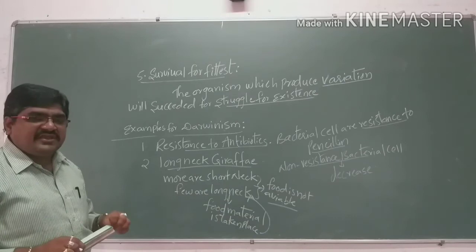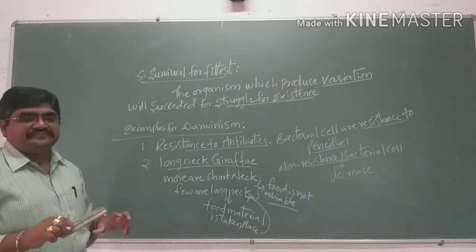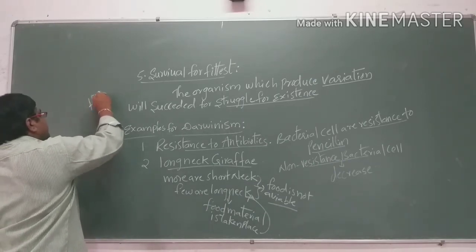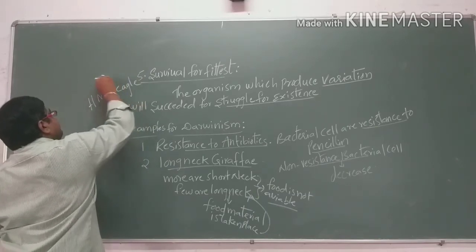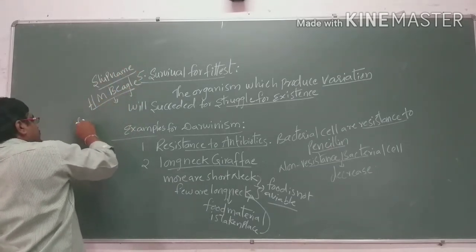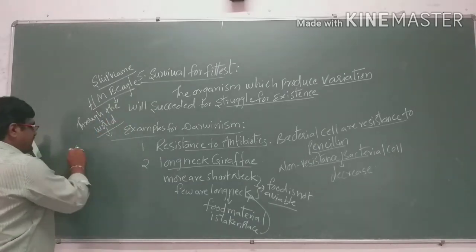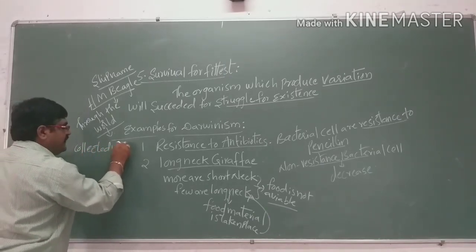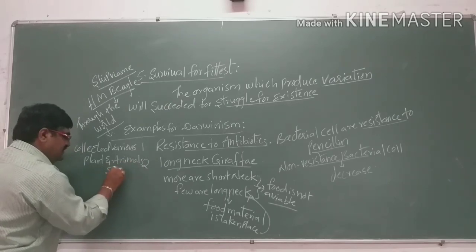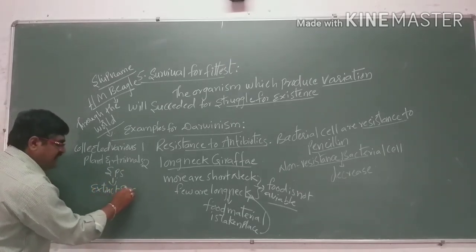So Darwin is called the father of evolution. Why? He studied for over 5 years. He traveled all over the world in a ship called the Beagle, where he collected various plant and animal species, and also collected fossils, that is, extinct species also.